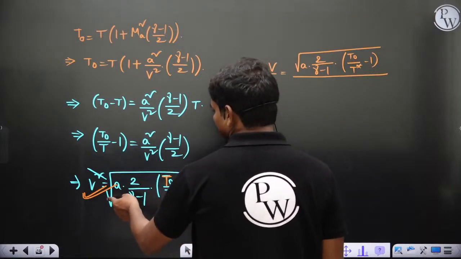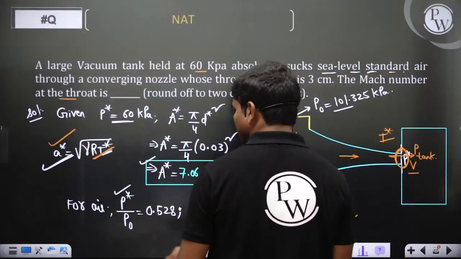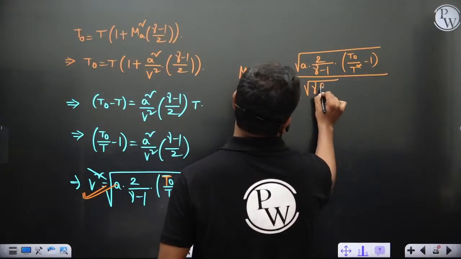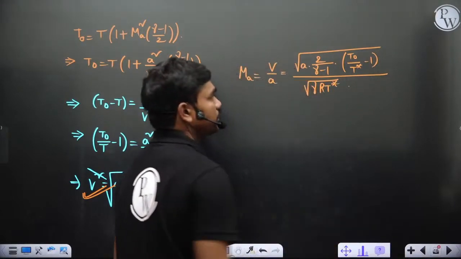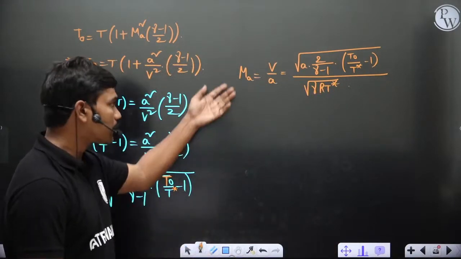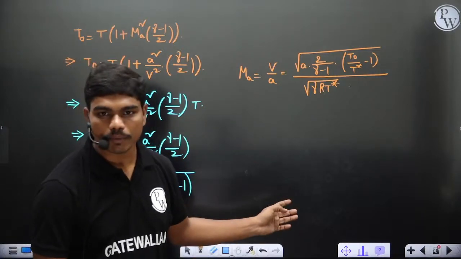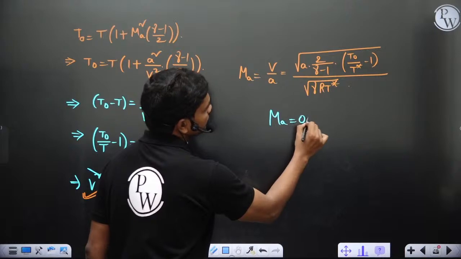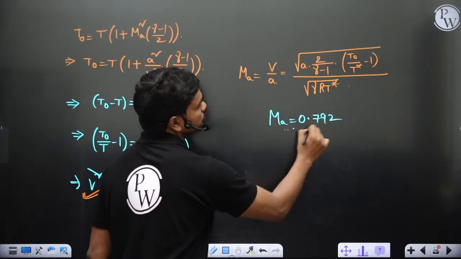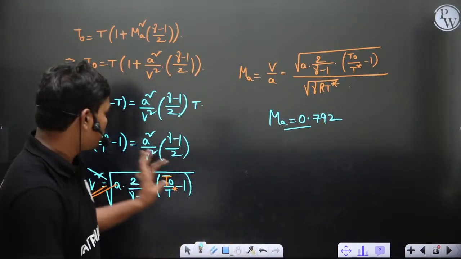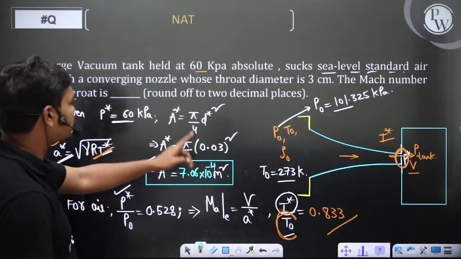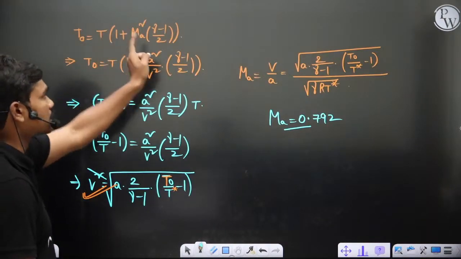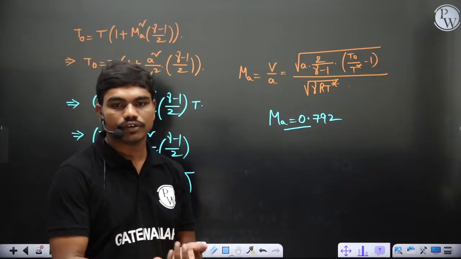So what we can do is use the sonic velocity, square root of gamma r T star. You can calculate these values, and this is coming out to be 0.792 maybe. See, the basic thing is to just play with these relations, and also these relations. If you just adjust them and try to solve, you will get the answer.